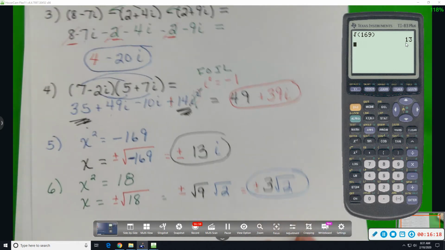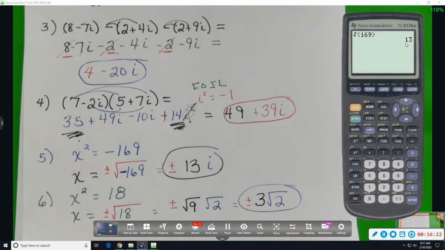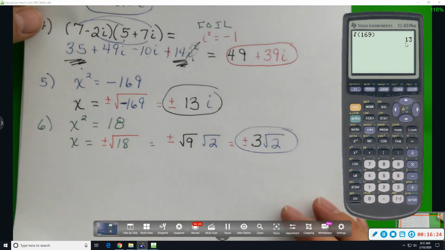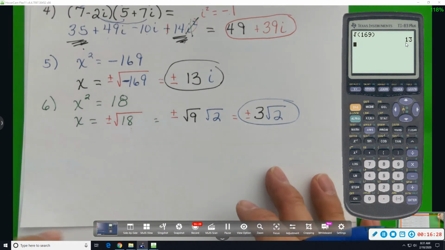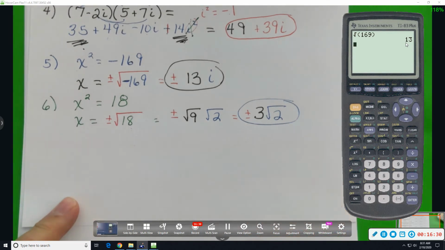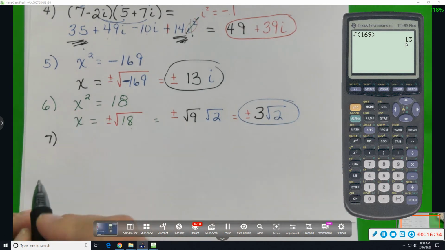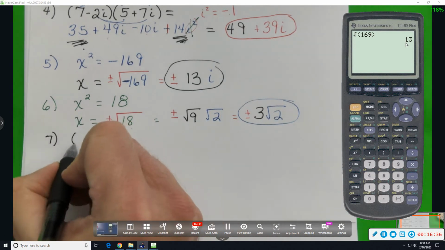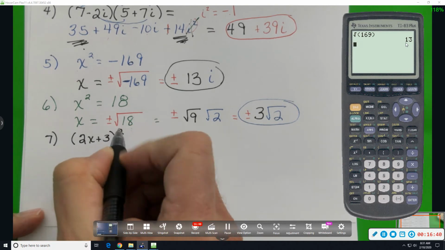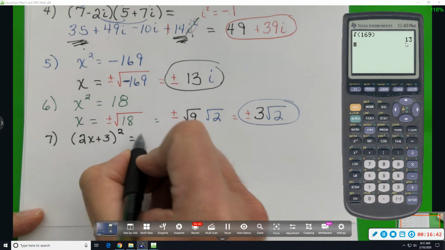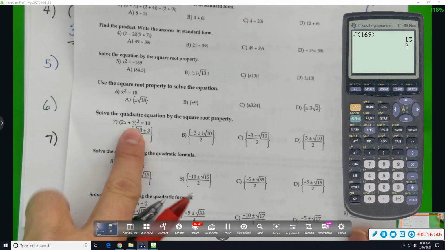Any questions on that? Okay. Problem number 7 is another one of these square root problems, but it just looks different from 5 and 6. 2x plus 3 squared equals 10. So that's problem number 7.